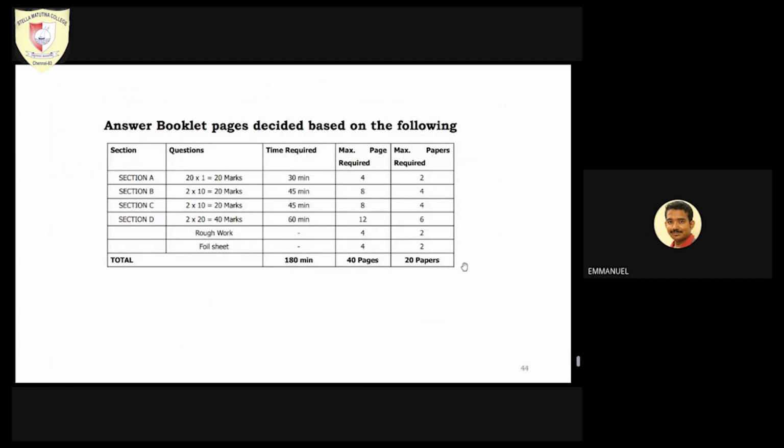And this is the suggested model for answer booklet pages. This is just a suggested model. It has not been finalized. As of now, what we are doing is having an answer booklet of around 10 pages, and after boys and girls complete a particular answer booklet, we give extra sheets. Now they are suggesting a model to give a standard answer booklet comprising a certain number of pages, like 40 pages, what they have suggested.